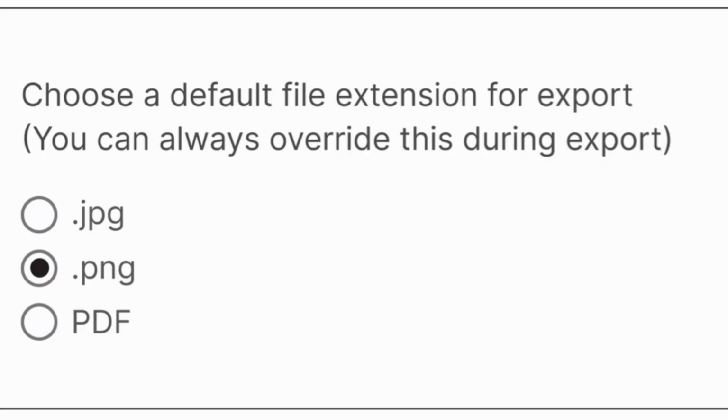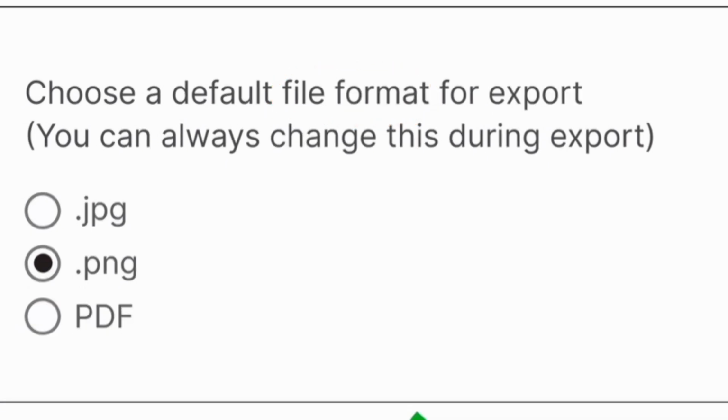So let's see how we can make this content simple and clear. Here, by just changing the term file extension to file format, makes it easy to understand, right? Everyone knows what file format is. So when you say choose a default file format for export, you know what you need to do here. Also, when the content in the bracket says you can always change this during export, you get the message loud and clear. This is how you can implement the first C to write clear content.